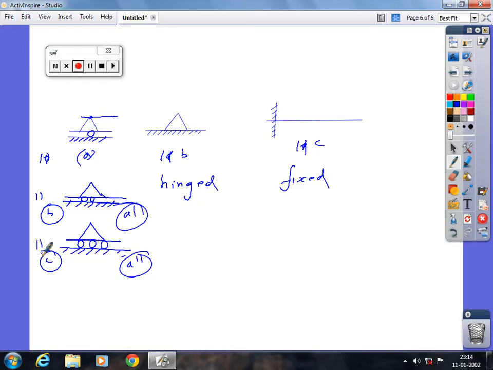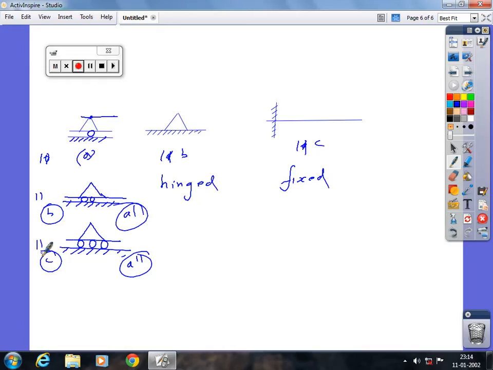And you can write a note here. A roller support will offer... Which one? 11B, here two rollers. No, here there is no roller. Oh, maybe I made this 11B and 11C, no?